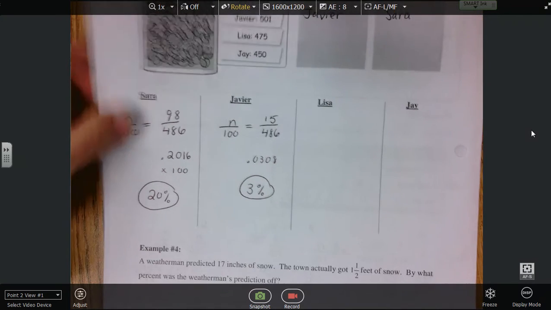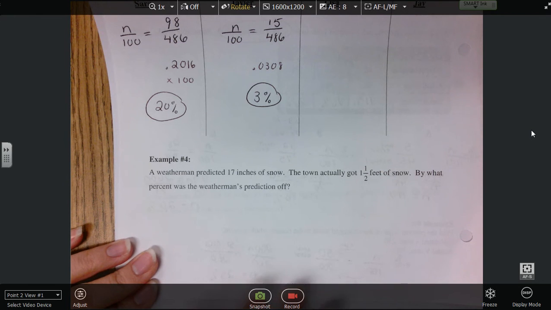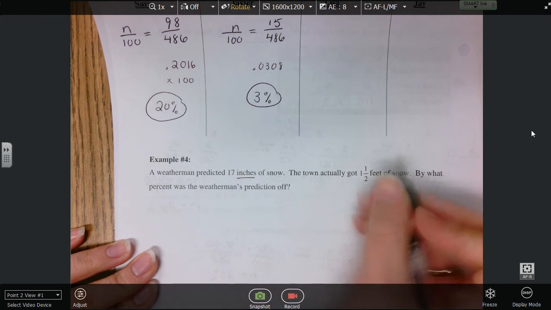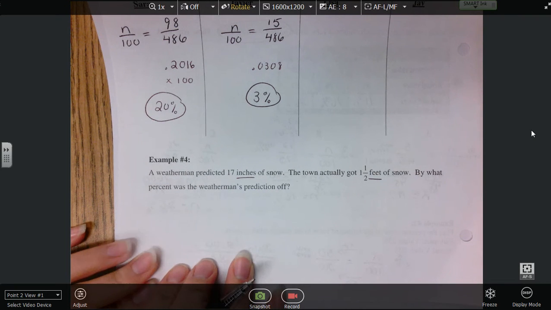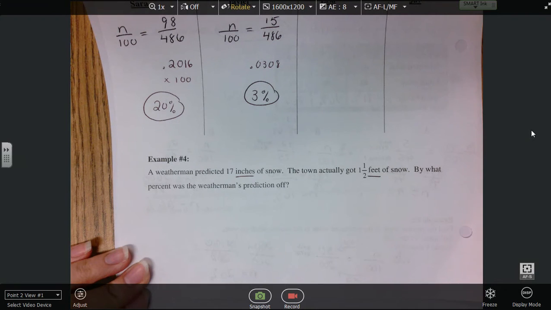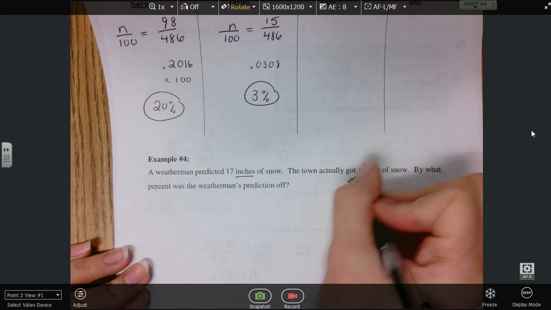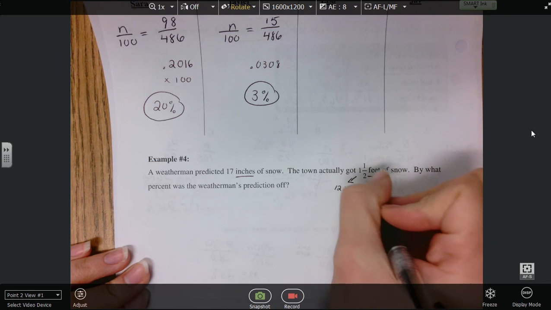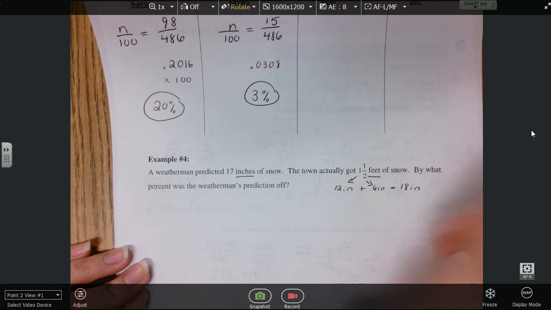Sorry, guys. Next, for question number 4, they're saying that a weatherman predicted 17 inches of snow, and the town actually got 1.5 feet of snow. By what percent was the weatherman's prediction off? We need to make sure that we have both of our answers in the same units in order to be able to compare them by multiplying or dividing. So you either can change 17 inches to feet or convert 1.5 feet to inches. 1.5 feet, well, 1 foot is 12 inches, a half a foot is 6 inches, so 12 inches plus 6 inches will give me 18 inches.